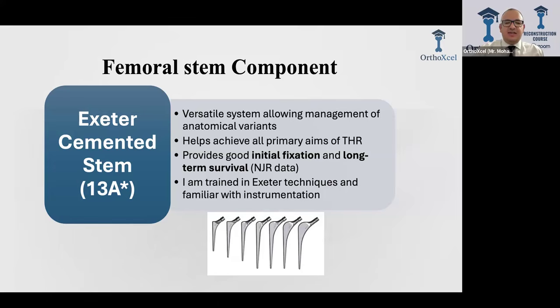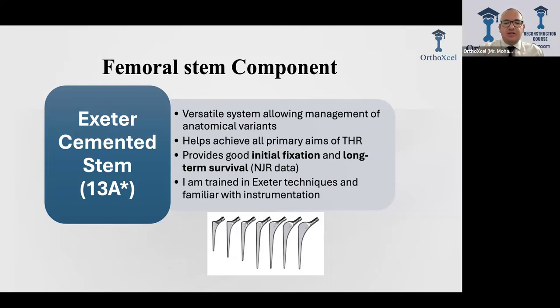The good thing about the Exeter system is that it is a very versatile system. You have a lot of options in the stem, a lot of options of the offset, a lot of options in the adjustment of the neck, and a lot of options in the head. So it's very versatile in your hand. You can adapt it to your patient and adapt it to the surgical situation when you open the patient. You can achieve all the primary aims of total hip replacement using the Exeter stem.